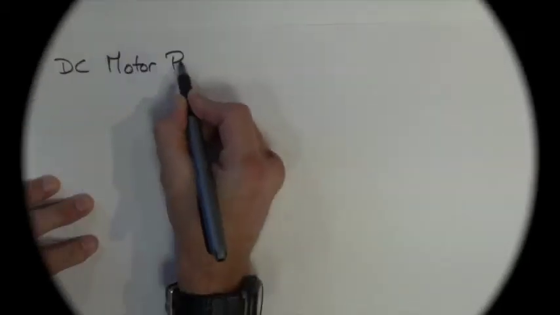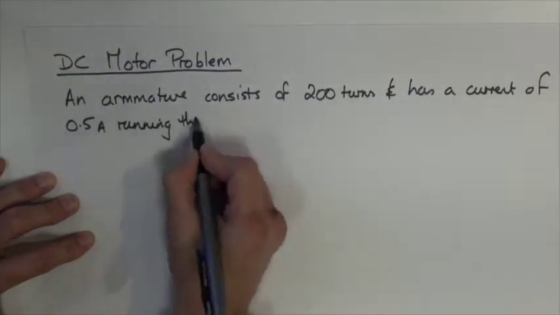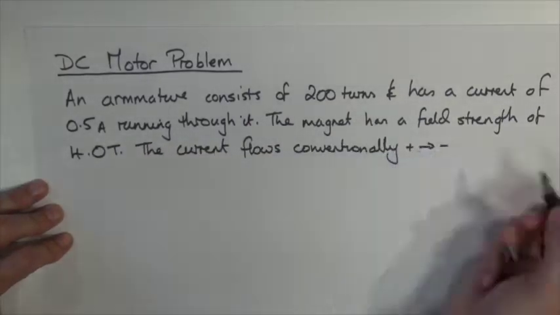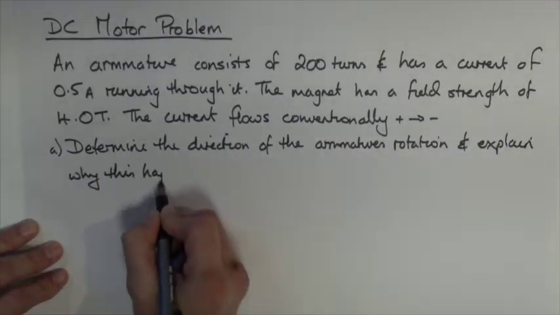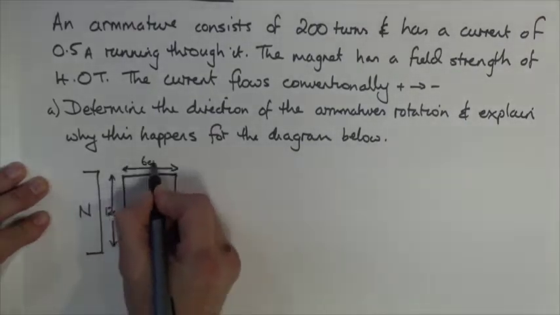In this video, we're going to look at problems with a DC motor. Okay, so let's set up a scenario where we've got an armature consisting of 200 turns which has a current of 0.5 amps running through it, a magnet with field strength 4 Tesla, and the current's flowing conventionally from positive to negative. We're going to determine the direction of the armature's rotation and explain why this happens using this diagram.